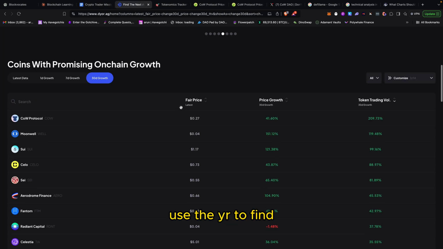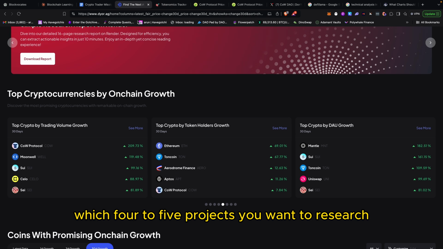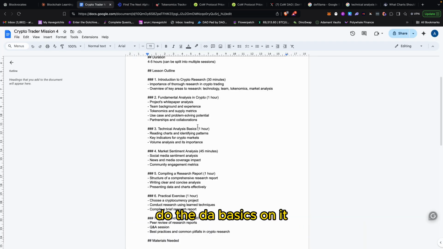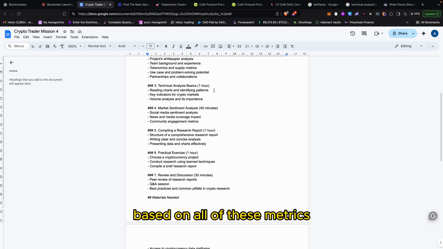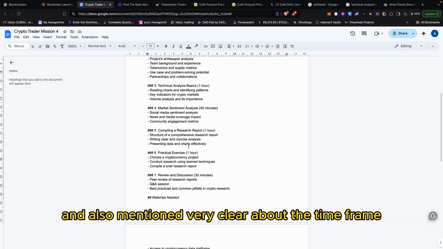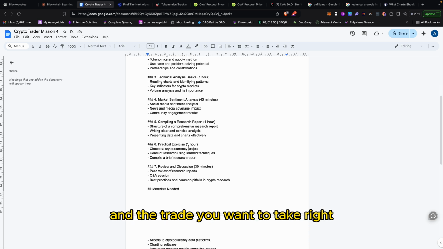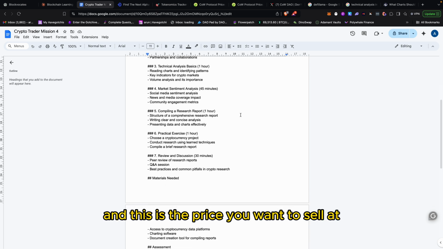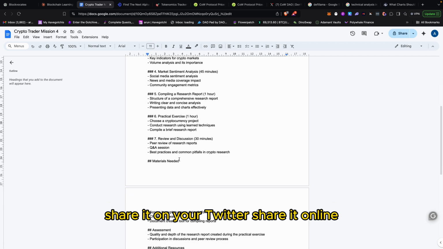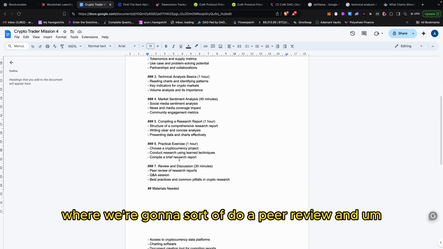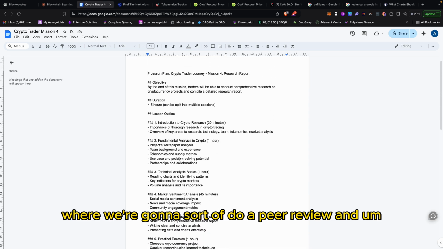Use DYOR to find which 4 to 5 projects you want to research. Do the TA basics on it, do the market sentiment analysis on it, and pick one project where you will write a proper report based on all of these metrics, and also mention very clearly the time frame and the trade you want to take, right? Like the price where you see that this is undervalued, and this is the price you want to sell at by this particular date. Create that report, share it on your Twitter, share it online, and also share it within our group where we're going to do a peer review and probably make some of our investments based on this report.